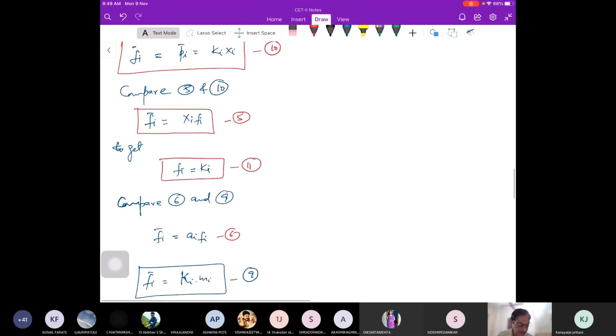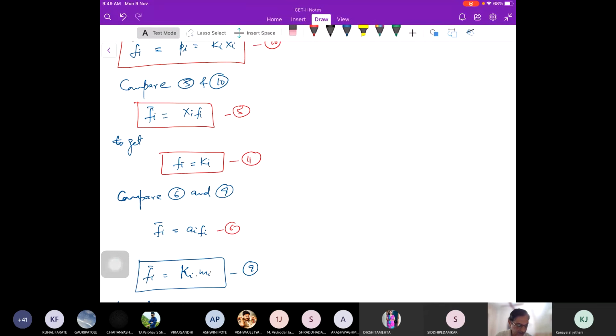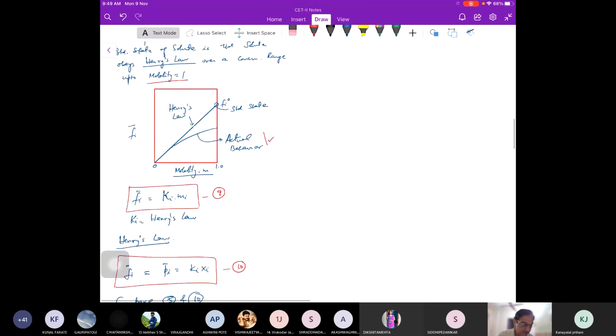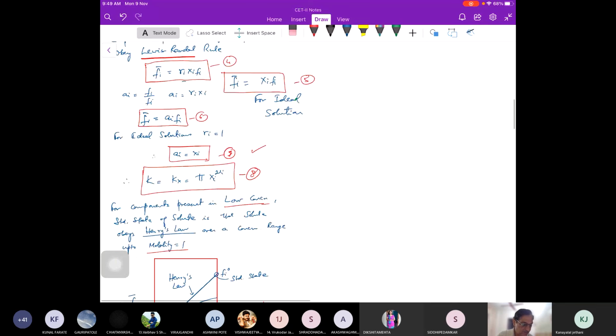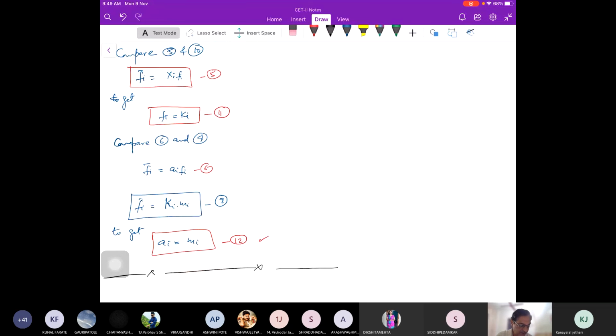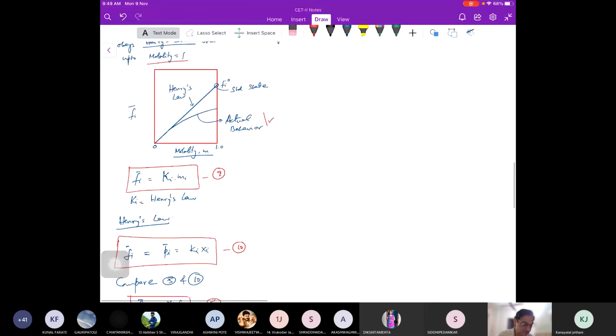And if we compare 6 and 9, 6 and 9 क्या था? Fi bar is equal to Ki Mi, and 6 was Fi bar is equal to Ai into Fi, right? So what you'll get is Fi is equal to Ki, and from there we get Ai is equal to Mi. So for dilute solutions, you can take activity as nothing but molality, and for higher concentrations, you can take activity equal to concentration.